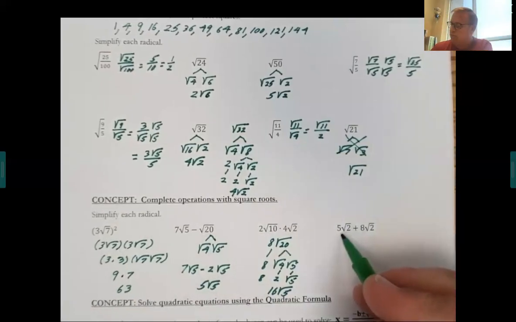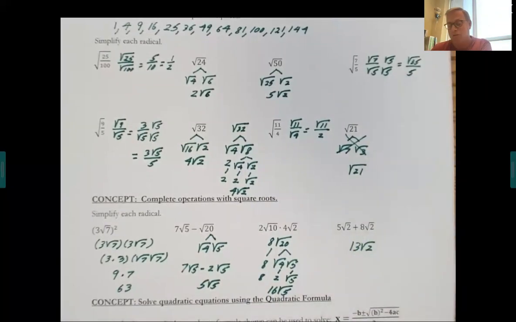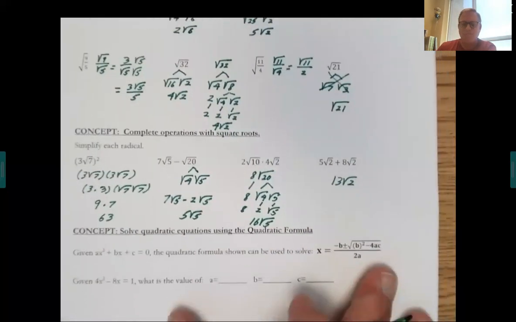And finally, our last one, 5 square root of 2 plus 8 square root of 2. That's 13 square root of 2. If there's a 1 in front, or if there's not anything in front of the radical, assume it's a 1.